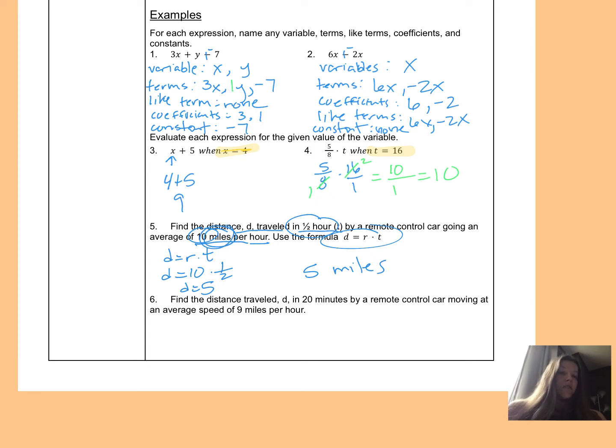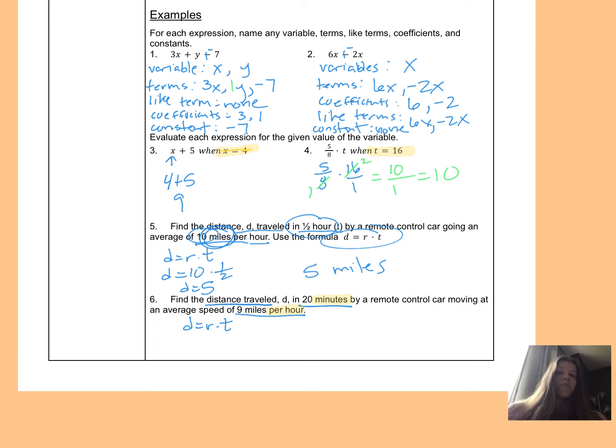Number 6, we're going to use that same formula since we're talking about distance, rate, and time. So distance equals rate times time again. Find the distance. We don't know what that is. 20 minutes by remote control car moving an average speed of 9 miles per hour. So we've got to look at this a little bit. This says per hour, but this is in minutes. We've got to do some conversions.